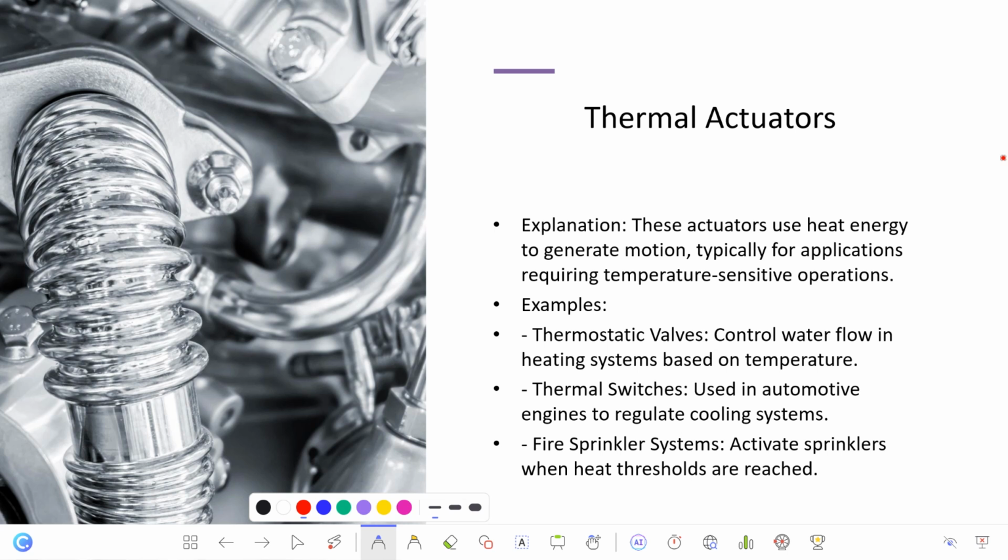Now the thermal actuators, this type of actuator uses heat energy in order to generate motion, typically for applications requiring temperature-sensitive operations. For instance, we have the thermostatic valves, which control water flow in a heating system based on temperature. We also have the thermal switches, which use automated engines to regulate the cooling system.